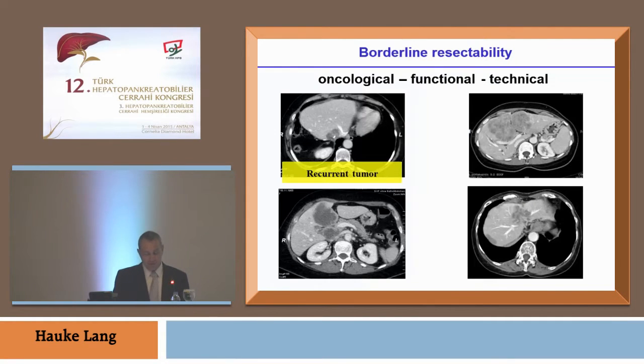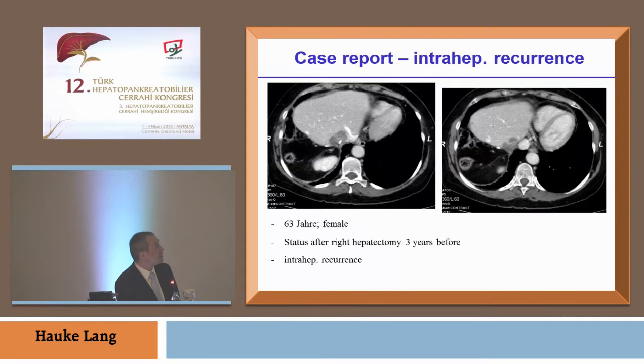So coming now to the recurrent tumor, we all know that in colorectal metastasis, it is standard to do repeated hepatectomy for recurrent colorectal metastasis. For other tumors like HCC and CCC, there are only rare data, and this is an intrahepatic recurrence of cholangiocarcinoma. You see it here. It was 3 years after right hepatectomy.